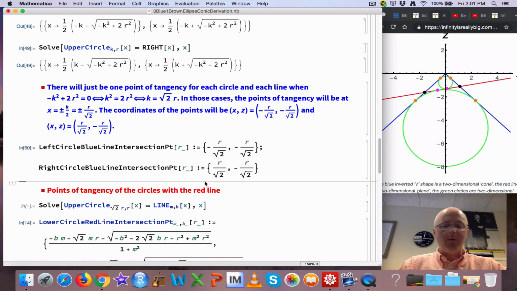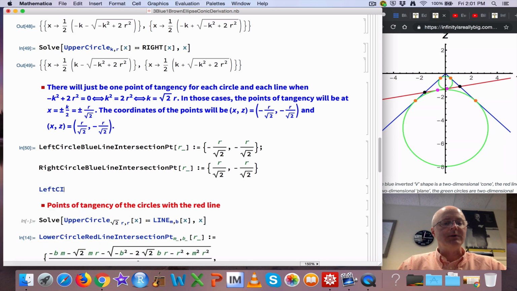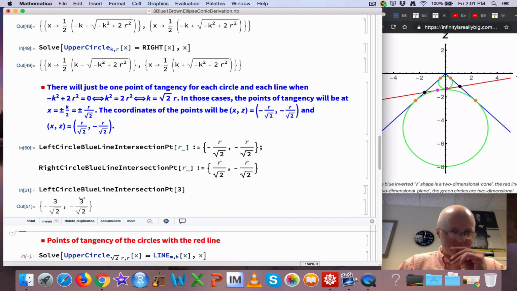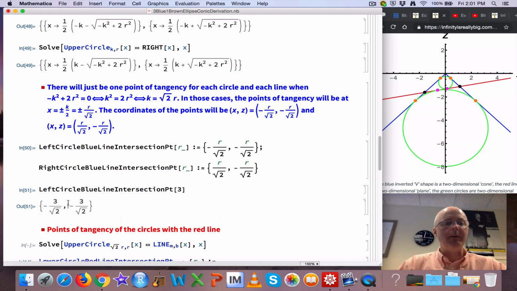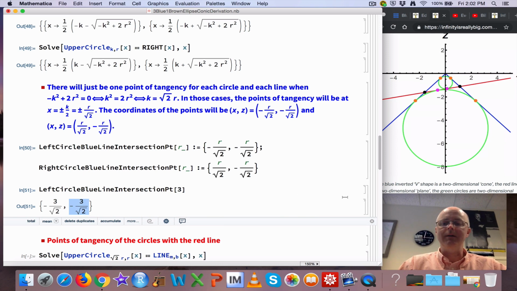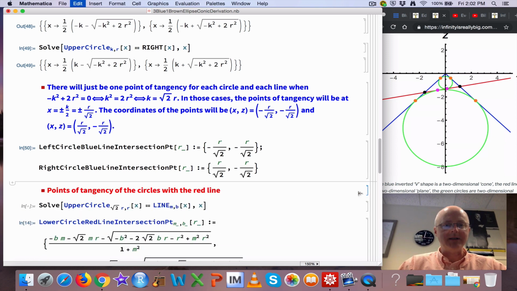Okay. By the way, once you've got one of these functions inputted like this, you can use it. You can plug in a specific value of r, for example, and get an output. So that would represent the point whose coordinates are -3/√2, -3/√2. Okay? Just to understand what's going on here. That's going to help me plot those points.